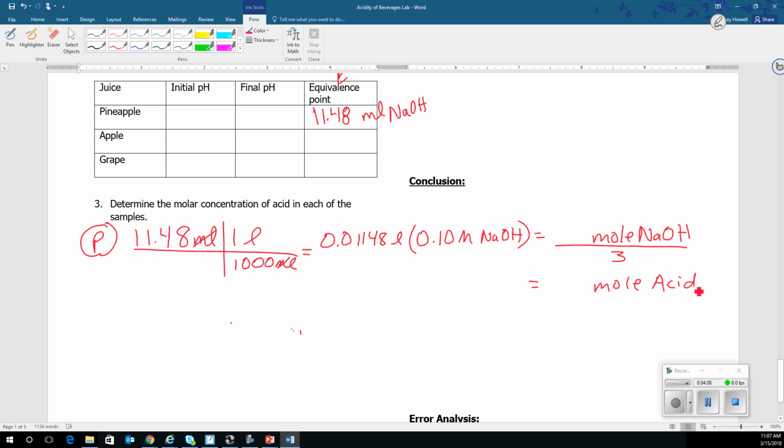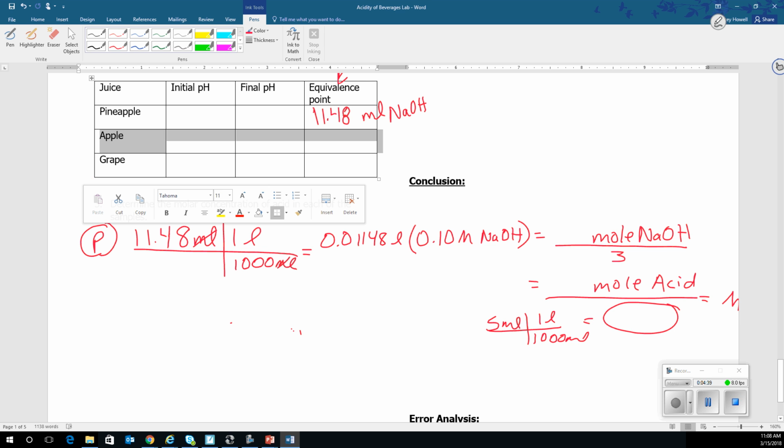Okay? Then to find concentration, I'm going to take that moles of acid and divide it by the 5 milliliters of acid that I used. But this needs to be in liters, so I'm going to divide by 1,000 milliliters per 1 liter. My units will end in molarity of the acid. And that would be citric acid for the first one. Okay? So that would be citric acid, yes.